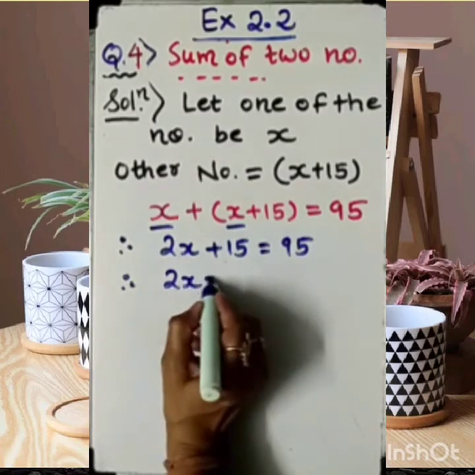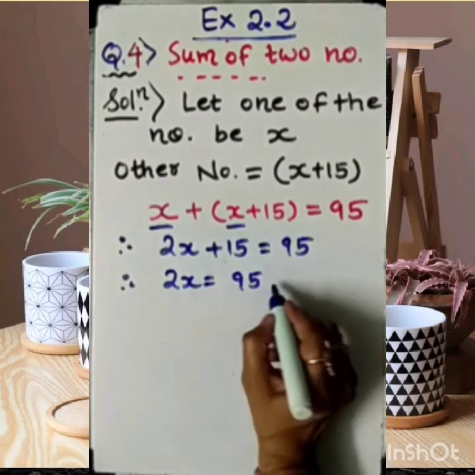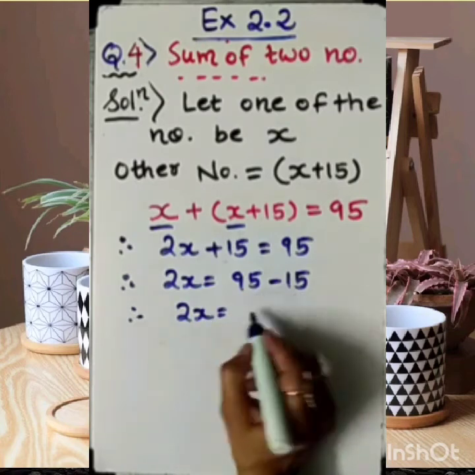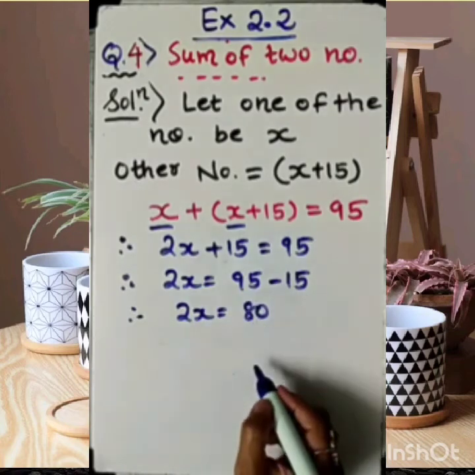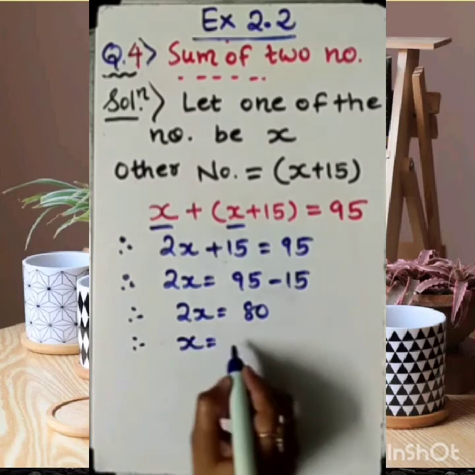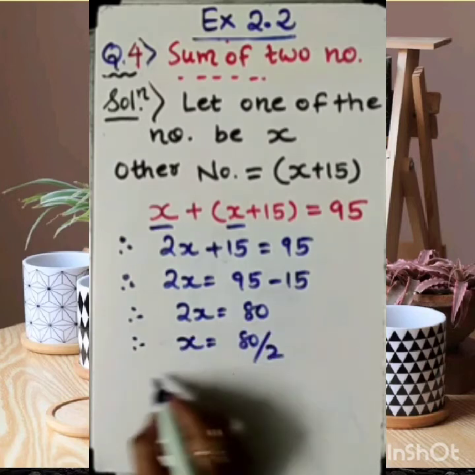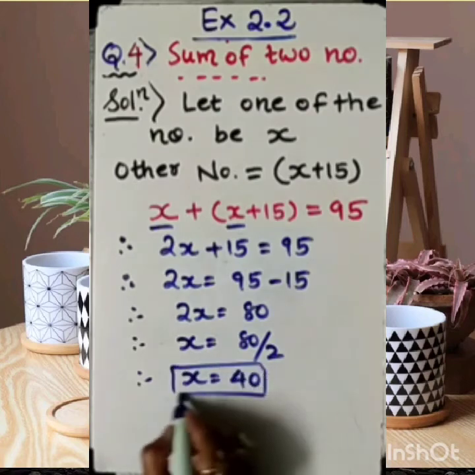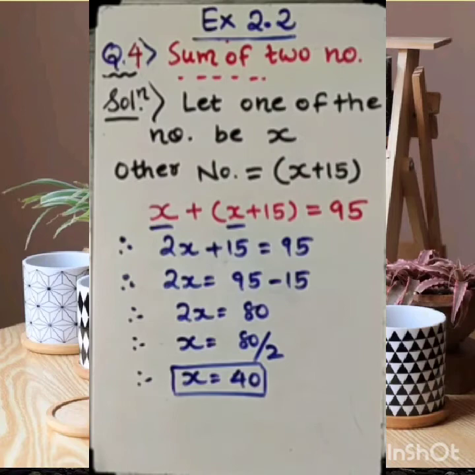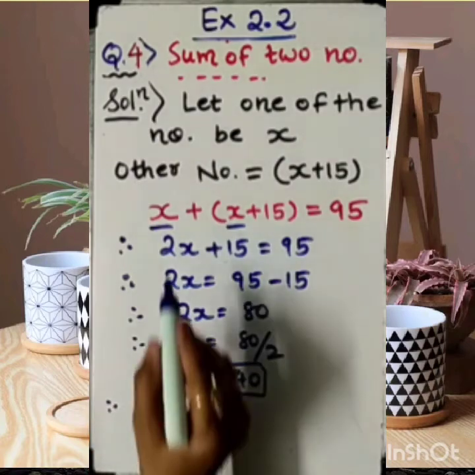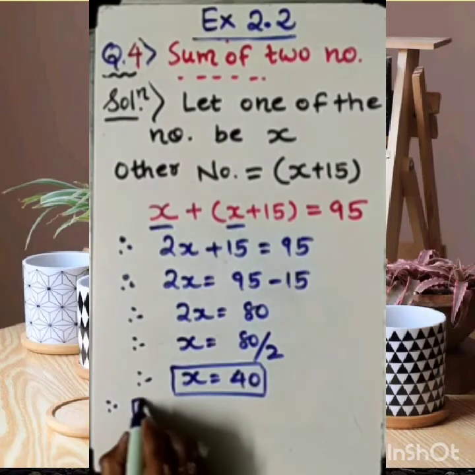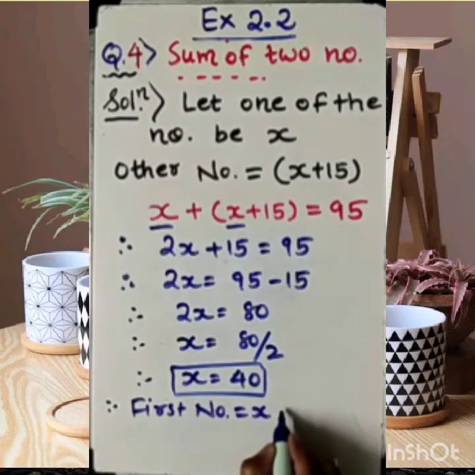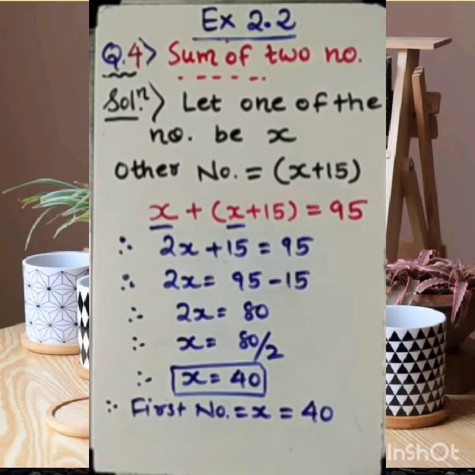Therefore, 2x equal to 95 minus 15. So my dear student, here 2x equal to 80. 95 minus 15 is 80. Therefore, x equal to 80 divided by 2. Therefore, x equal to 40. The value of x is coming 40. Therefore, what is our first number? What we have assumed for that? First number that we have assumed is x, and its answer is 40.